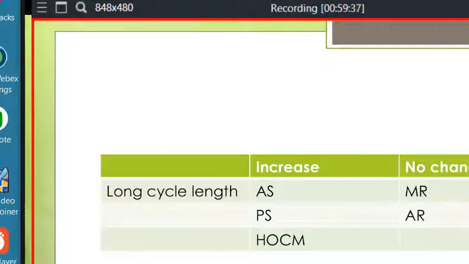So based on the cycle length, we can differentiate the aortic stenotic murmur from a mitral regurgitation murmur. The aortic stenotic murmur will increase in intensity, whereas the mitral regurgitation murmur will not change with increased cycle length. The pulmonic stenotic murmur will increase with longer cycle length, whereas the aortic regurgitation murmur will not change. HOCM murmur will increase following a longer cycle length.